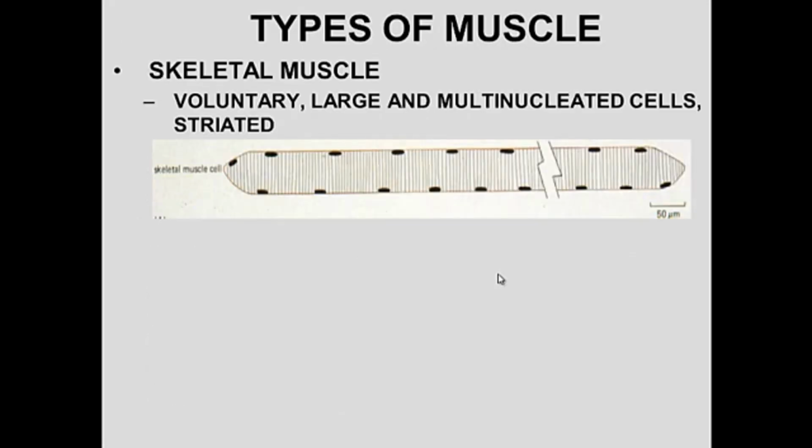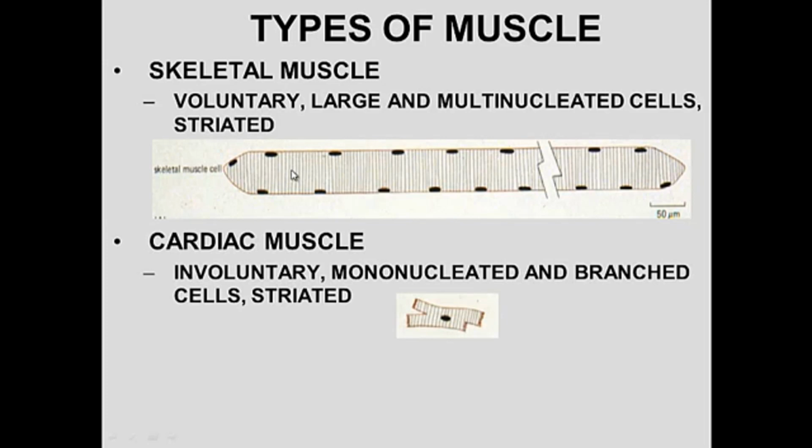So there are three different major types of muscle. You've got skeletal muscle, which is a large cell, and the nuclei are on the periphery, not in the center. It's voluntary. That's the one that we can control. It's a large cell, multinucleated, and it has striations, as you can see here.